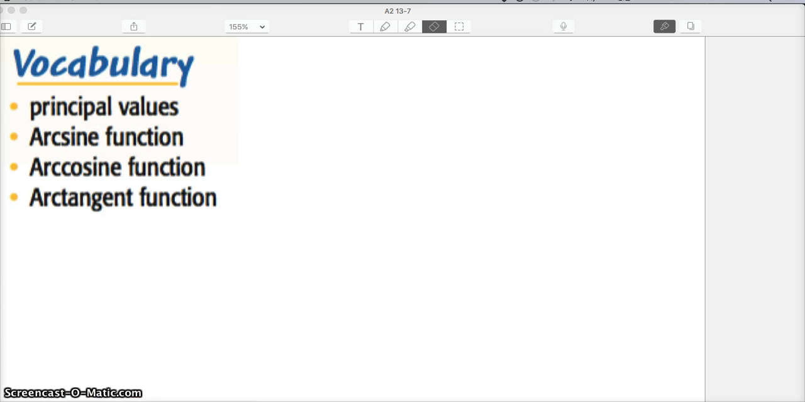Our vocabulary today is so much better looked at in terms of the concepts in the text that I took a couple pictures so we can discuss it and look at it together. So the first one, principal values. Remember, we're still talking about sine, cosine, and tangent.